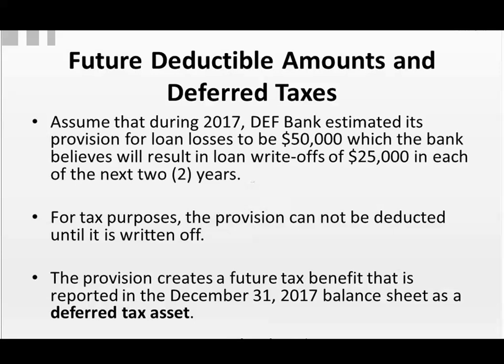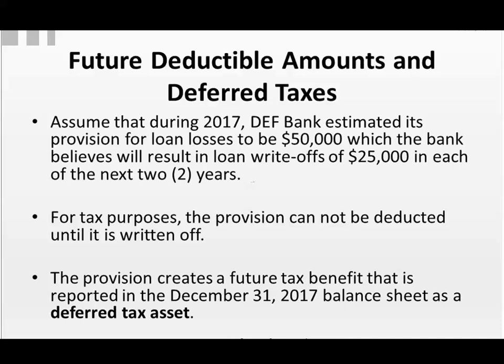So the provision is like the bad debt expense. So they're going to have a provision for loan losses of $50,000 in 2017. They're going to say debit provision for loan losses and credit allowance for loan losses, which would be a contra account that travels with the loans receivable to reduce the loans receivable to net realizable value. But they're not going to write off the loans until the next 2 years, 25 in each of the next 2 years. So we're going to have differences between book and tax.